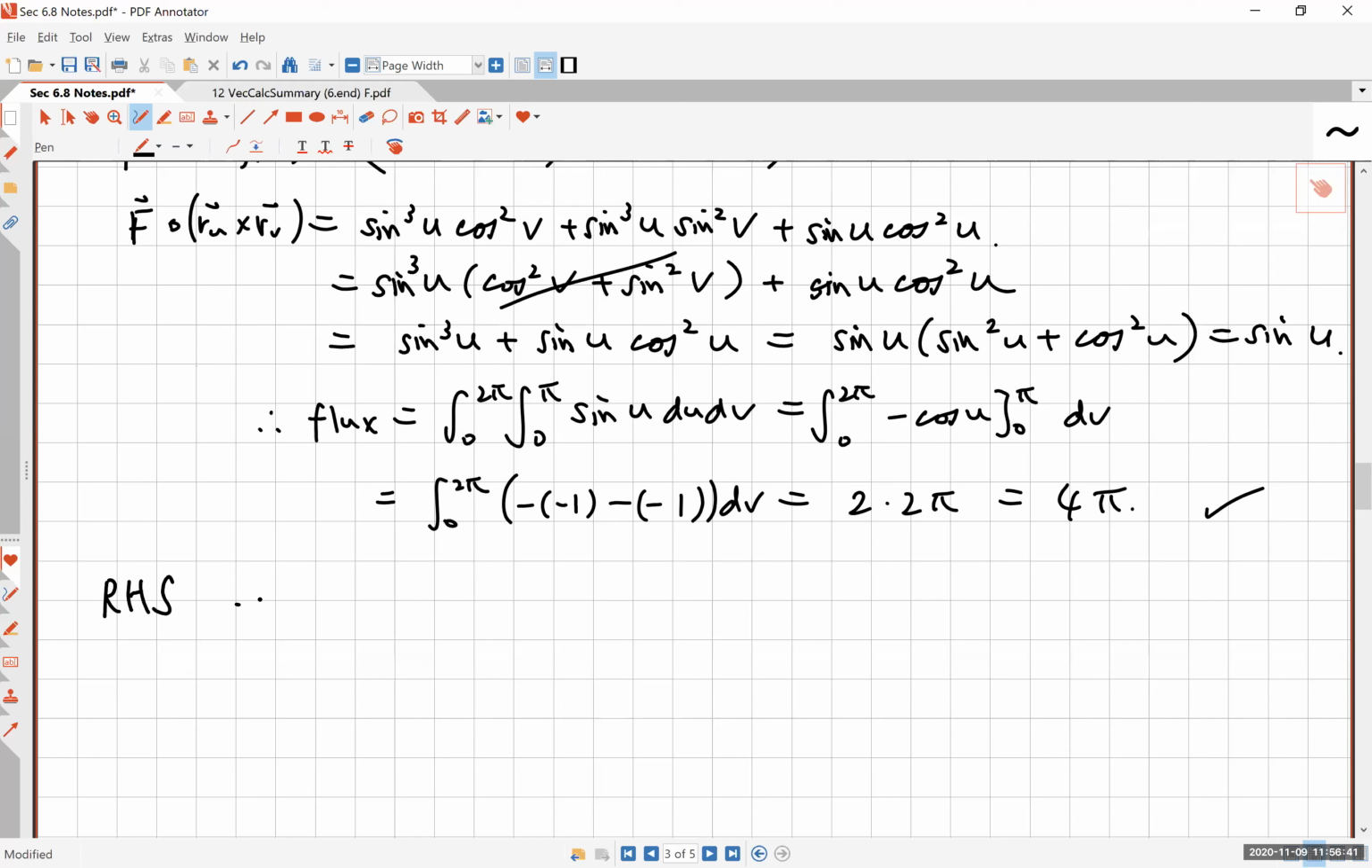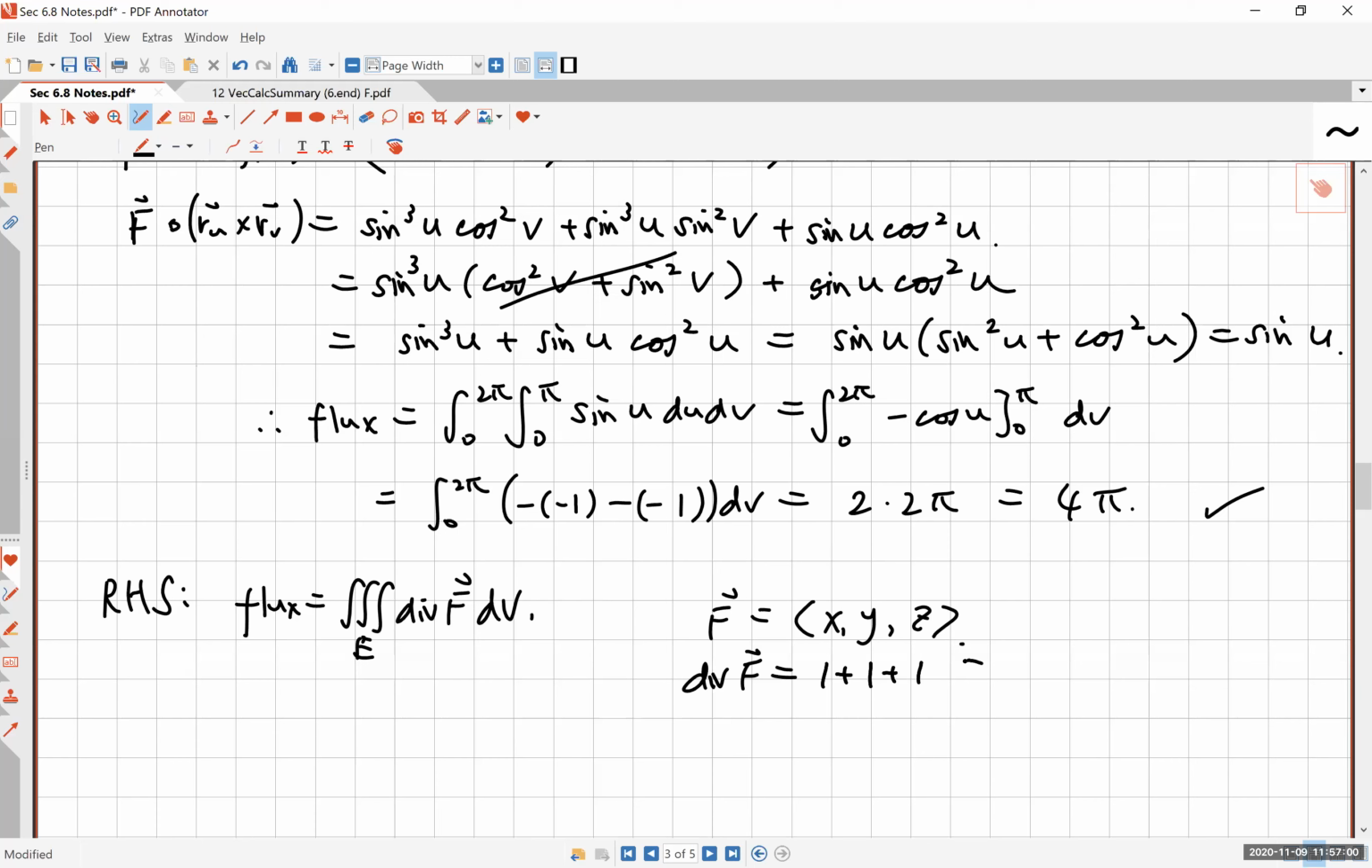Right-hand side. The right-hand side says the flux is the triple integral over E of the divergence of F dV. Okay, so F was XYZ. What's the divergence? It's 1 plus 1 plus 1, right? Because the partial of x with respect to x is 1, the partial of y with respect to y is 1, and the partial of z with respect to z is equal to 1. So this turns out to be just 3 dV. And of course, this is 3 times the volume of E.